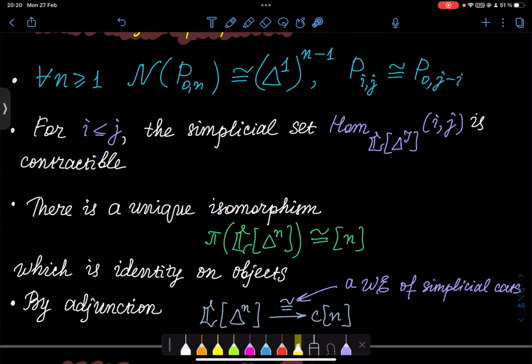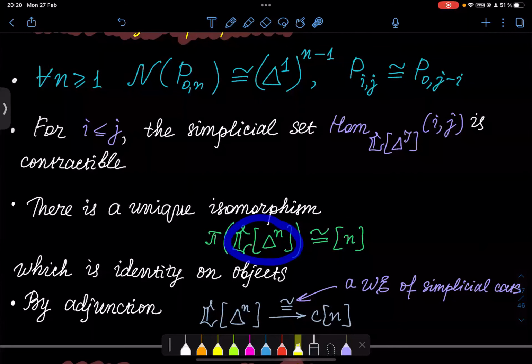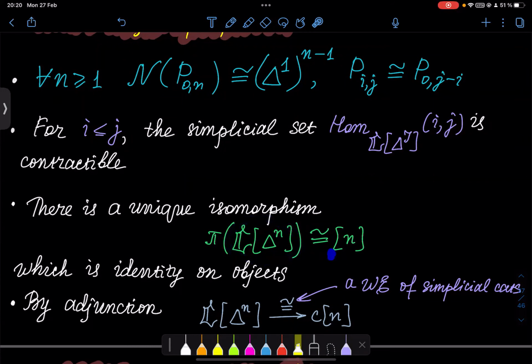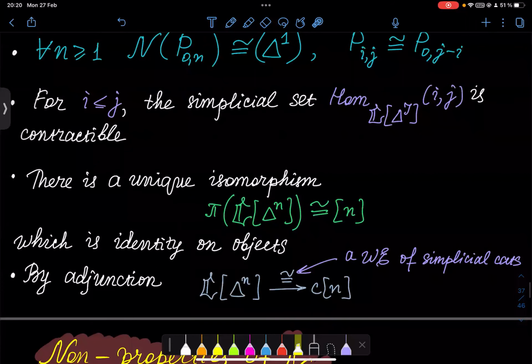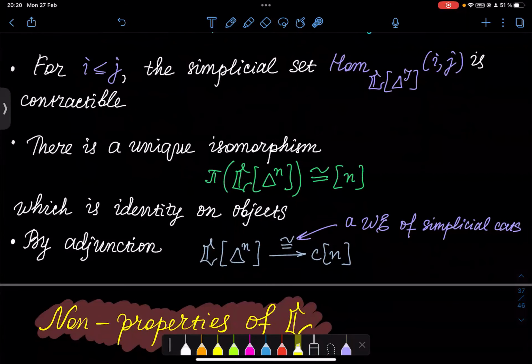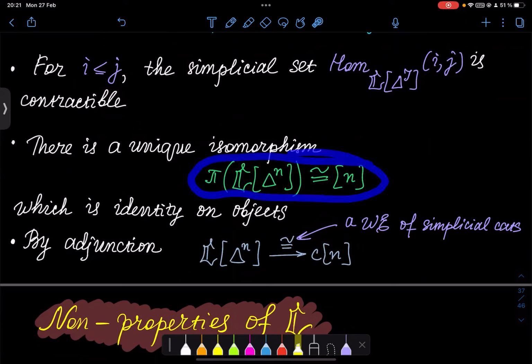So if you take the homotopy functor of this object, then you will have this isomorphism. And also by adjunction, this functor C... okay, by adjunction you can rewrite this isomorphism like this.